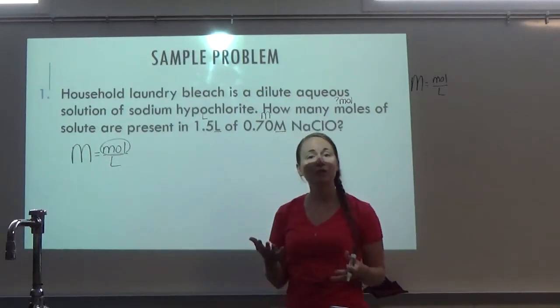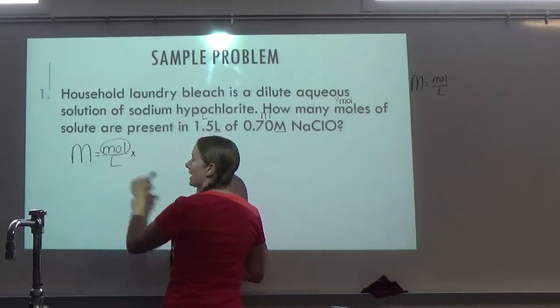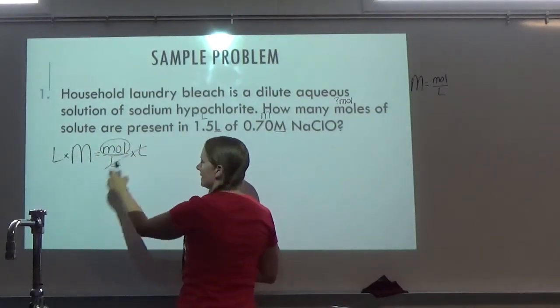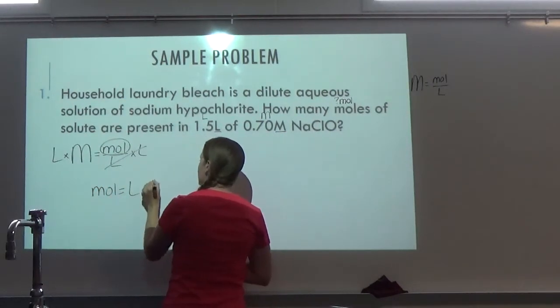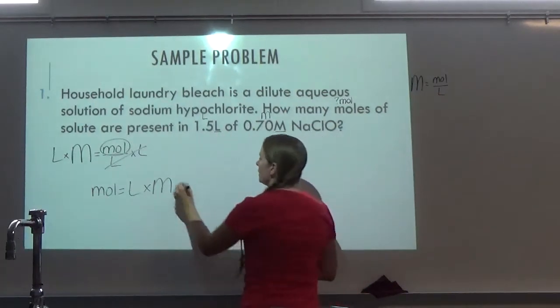That means I need moles to be alone. So to get liters to the other side, I do the opposite. Right now it's being divided, so I multiply both sides by liters. See, then they cancel out on this side. So moles equals liters times molarity. They gave me liters and they gave me molarity, so I just plug in.